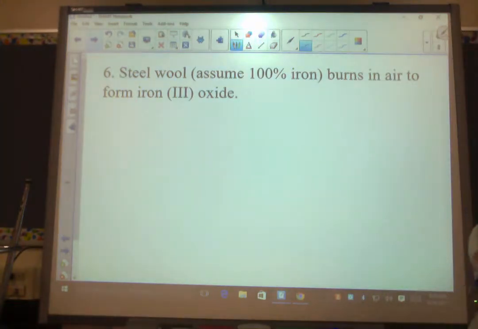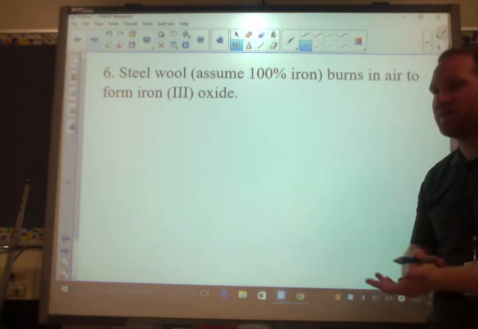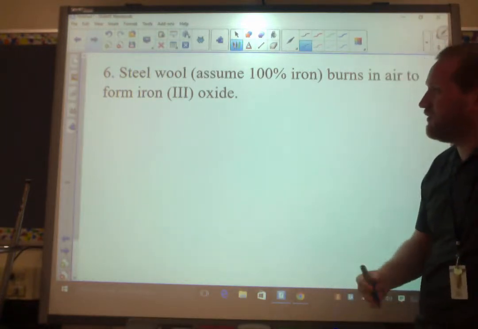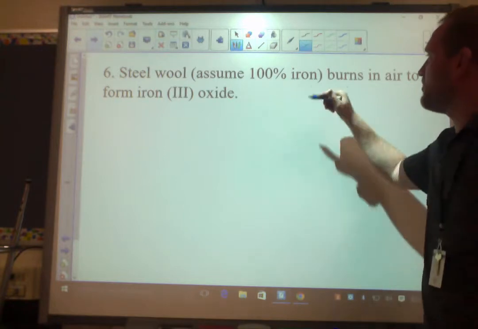Steel wool. Assume 100% iron. Burns in air to form iron 3 oxide. Steel wool is like Brillo pad. We've worked with these in the beginning of the year. Steel is technically a mixture. It's about 99% iron with about 1% carbon mixed in. That carbon gives it certain properties that are very beneficial. But we're going to assume it's 100% iron.